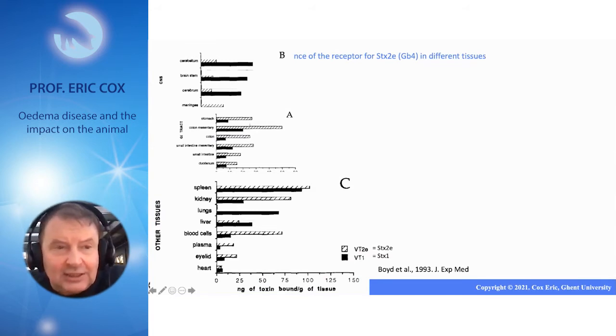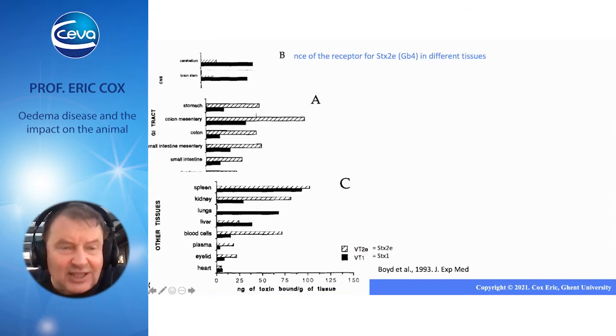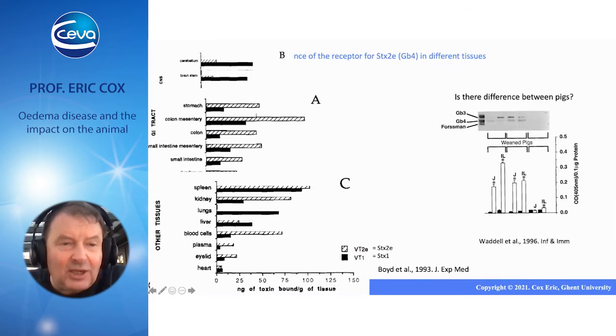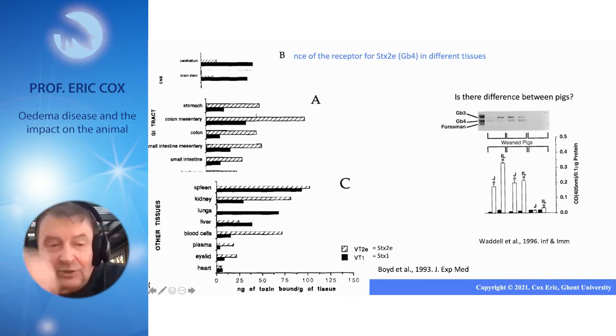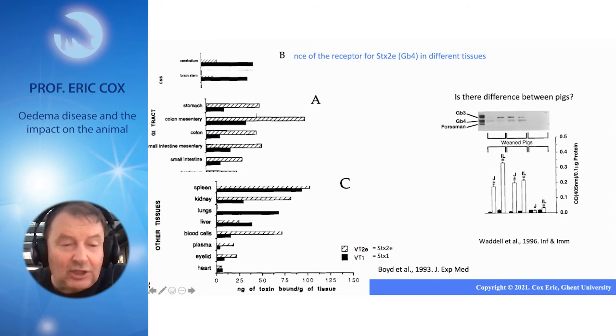And you see that in the brain of the piglets, the receptors for VT2E are relatively low. It increases in tissues of the intestine, the stomach, the colon, the small intestinal tissues, and it is highest in spleen, kidney, blood cells, and also the eyelid. And that's one of the reasons why you often see oedema occurring in the eyelid of the animals. So this is mainly the presence of the receptor in the tissues, most likely on the vascular endothelium.